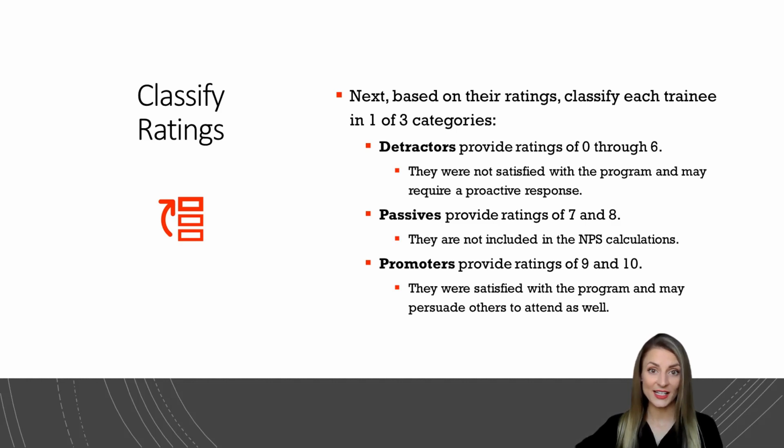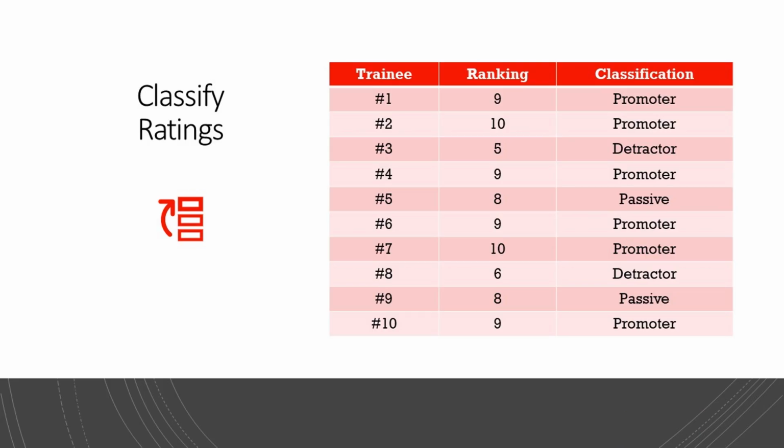They aren't dissatisfied with the program, but they also didn't like it enough to say that they would recommend it to someone else. Ratings of 9 and 10 are labeled promoters. They're not only satisfied with the program, but they think that other people could benefit from it as well. Continuing with our example, here is the data set from earlier, along with the appropriate classifications.